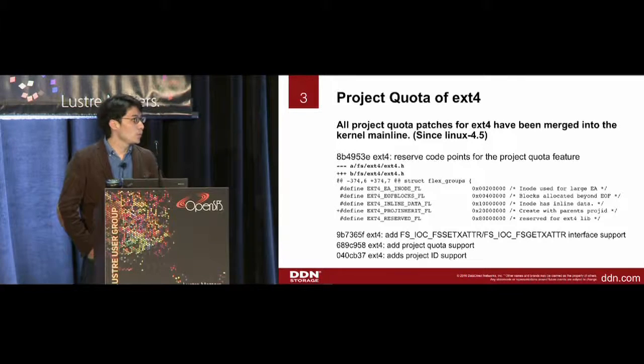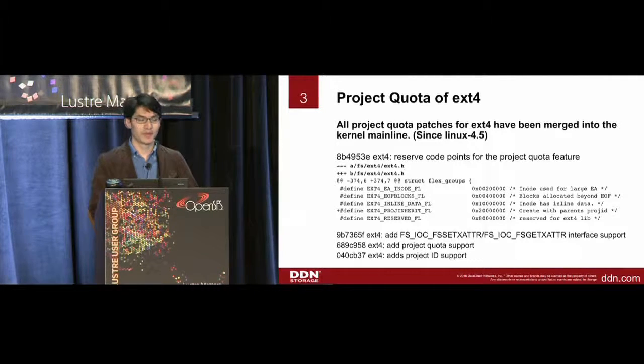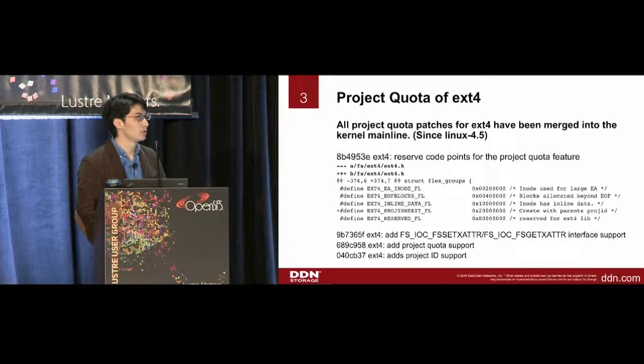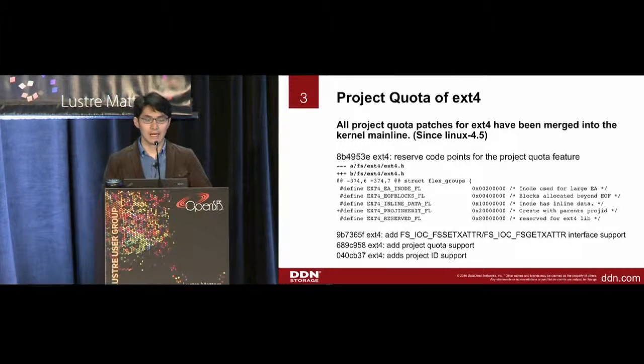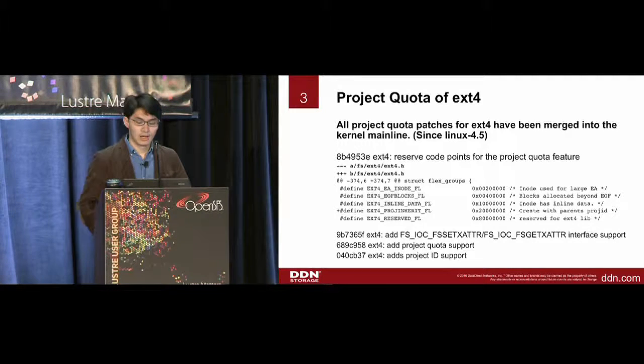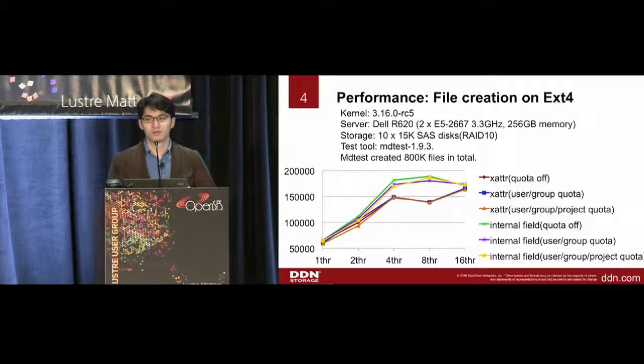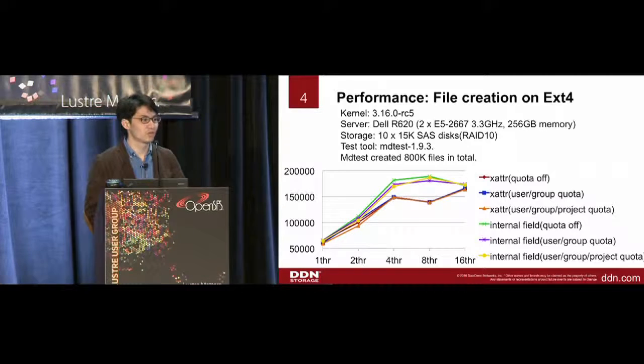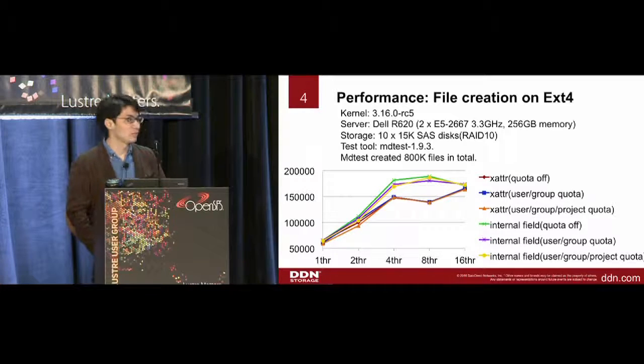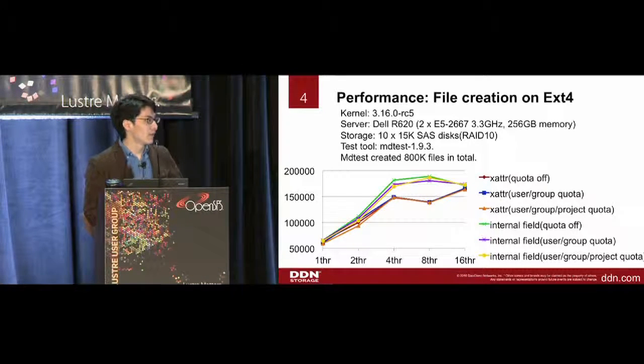So about a year ago, we pushed the Project Quota patch to the ext4 community. And about 2 months ago, those patches have been merged into the mainline kernel since Linux 4.5. And at the time that we pushed the first version of the patch, we had a decision to make. The decision is where to save the project ID. Well, we need to save the project ID into every inode. And we have two choices. The first choice is to save it as an internal field of the inode. And the second choice is to save it as an extended attribute of that inode.